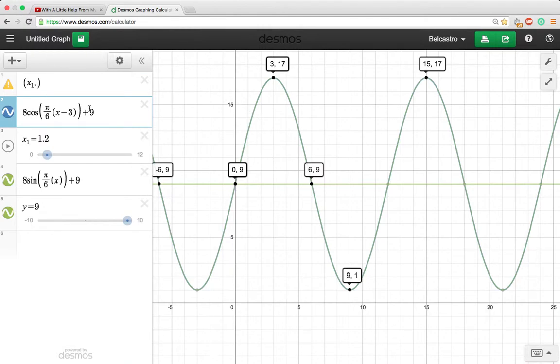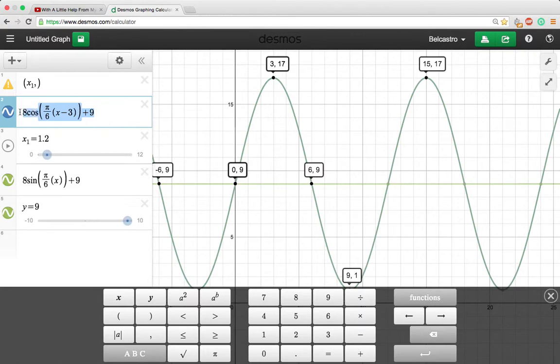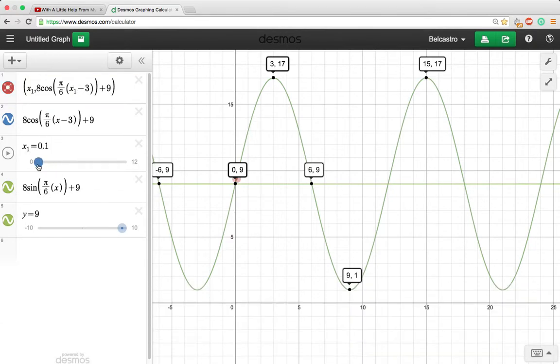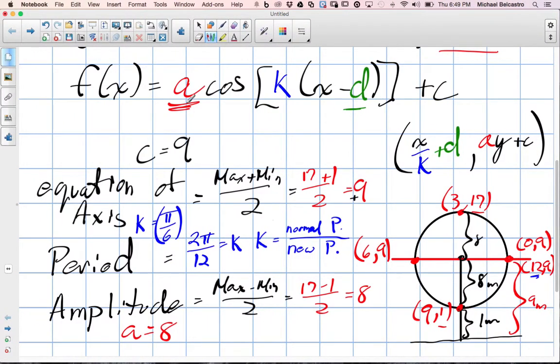So if you want to see what the Ferris wheel ride would look like, copy our function, paste it in here. We'll say x1. Okay, so if we're starting at 0, we head up, and at 3 seconds we hit the top. At 6 seconds we're back in the middle. 9 seconds we're back at the bottom. And then at 12 we've completed the entire period of the function. So that's what our Ferris wheel ride essentially looks like.